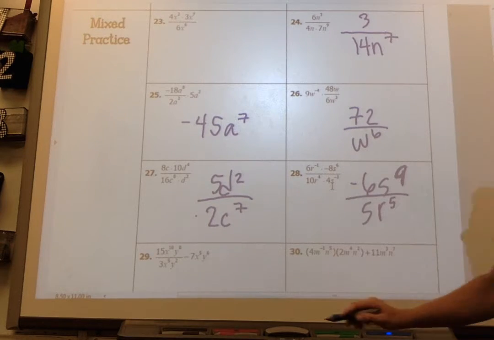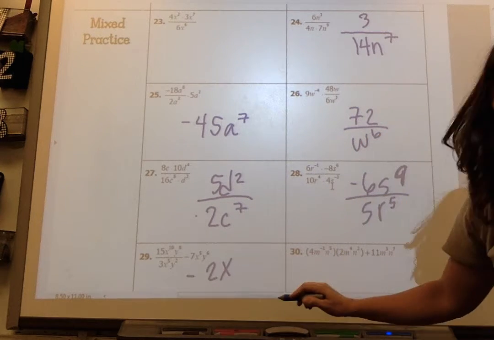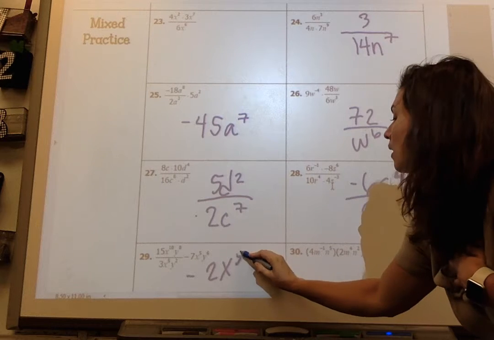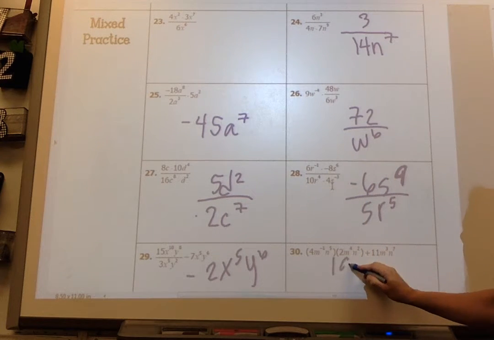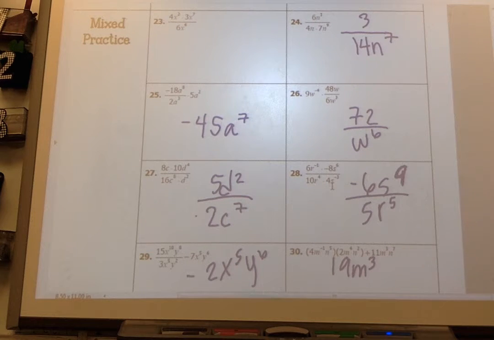Number 29 is negative 2x to the 5th, y to the 6th. And number 30 is 19n to the 3rd, n to the 7th.